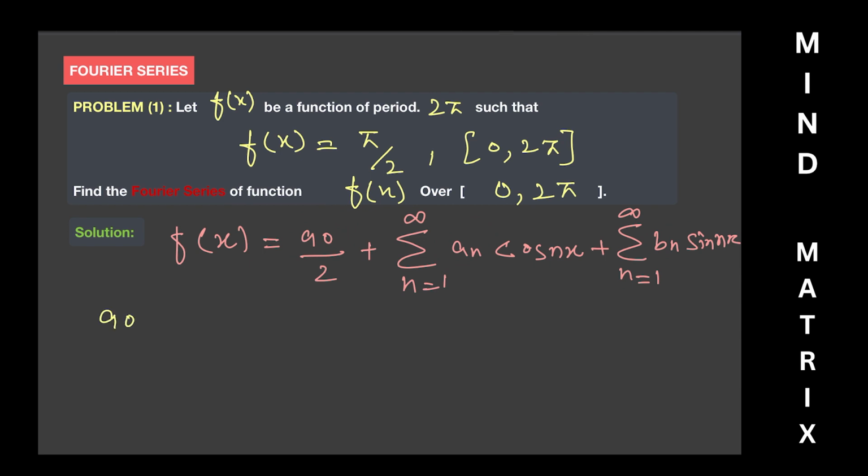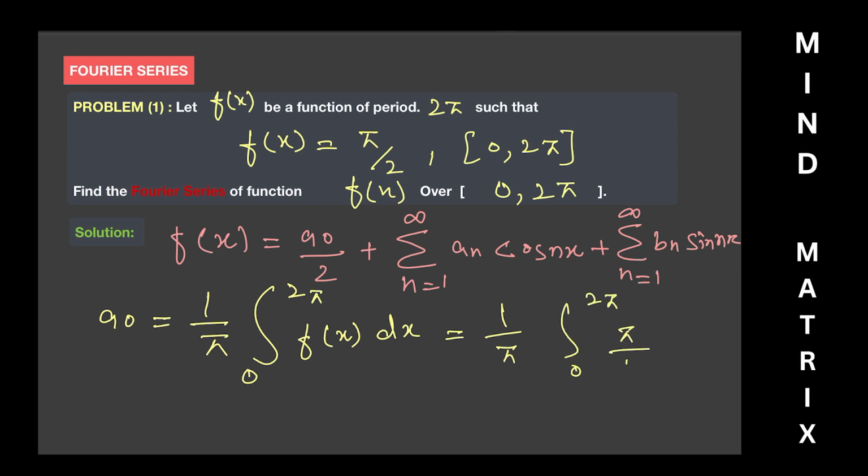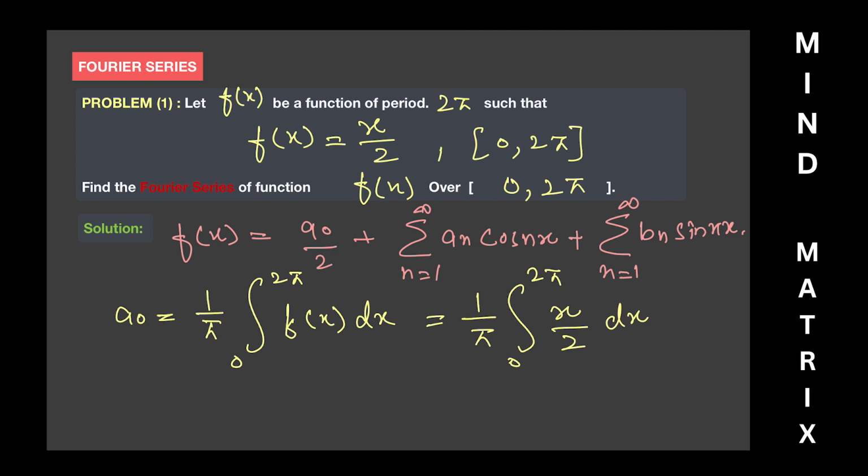First we have a₀. The formula of a₀ is as follows: 1/π times the integration from 0 to 2π of f(x) dx. The value of f(x) is x/2, so let's put in the value of f(x): 1/π, 0 to 2π, x/2 dx. Now just take the 2 out of this integration. So we will have 1/π times 1/2, with the 2 outside of the integration from 0 to 2π of x dx.